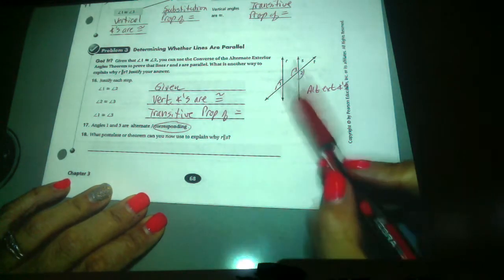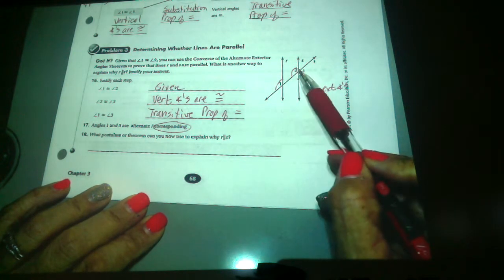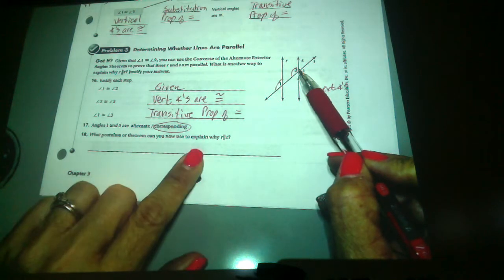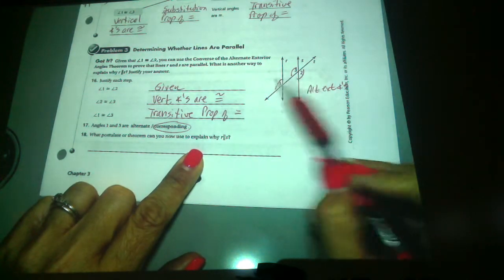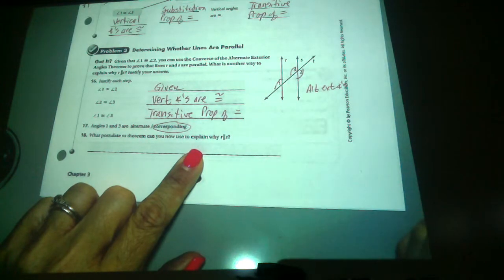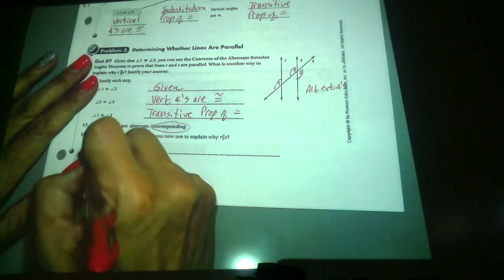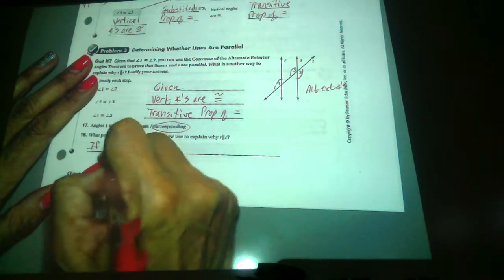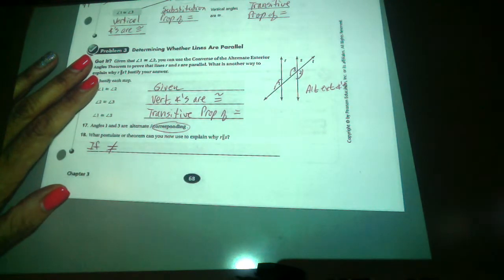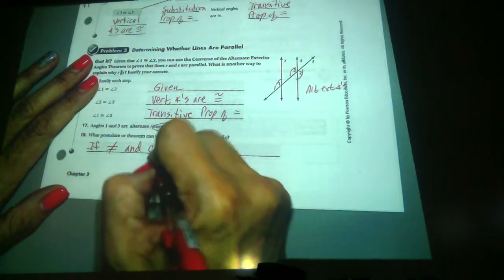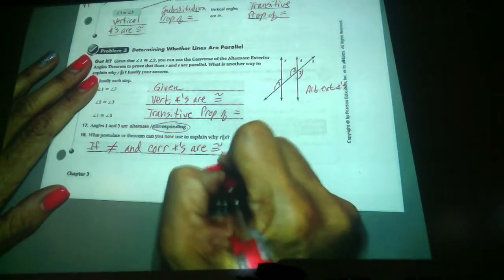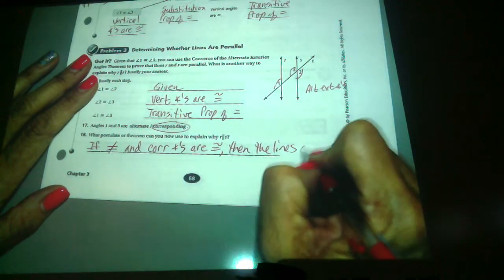So, because that's what we ended up with, angle 1 and angle 3 are congruent, what postulate or theorem can we now also use to explain why lines R and S are parallel? So if two lines are cut by a transversal and corresponding angles are congruent, then the lines are parallel.